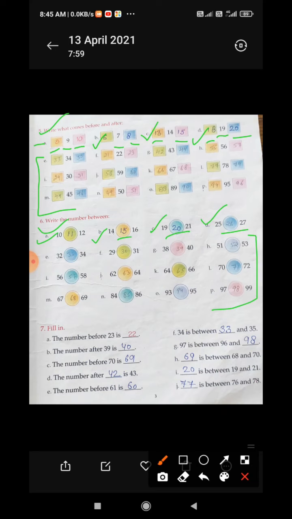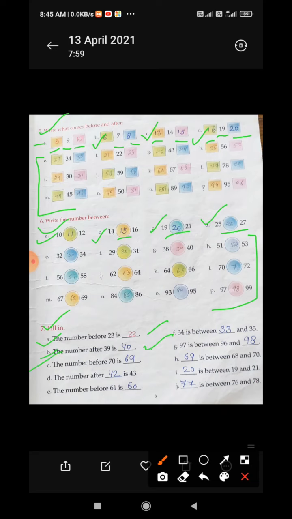Now come to question number 7. Fill in. A part, the number before 23. Before 23 you write here 22. The number after 39. After 39 you write here 40.